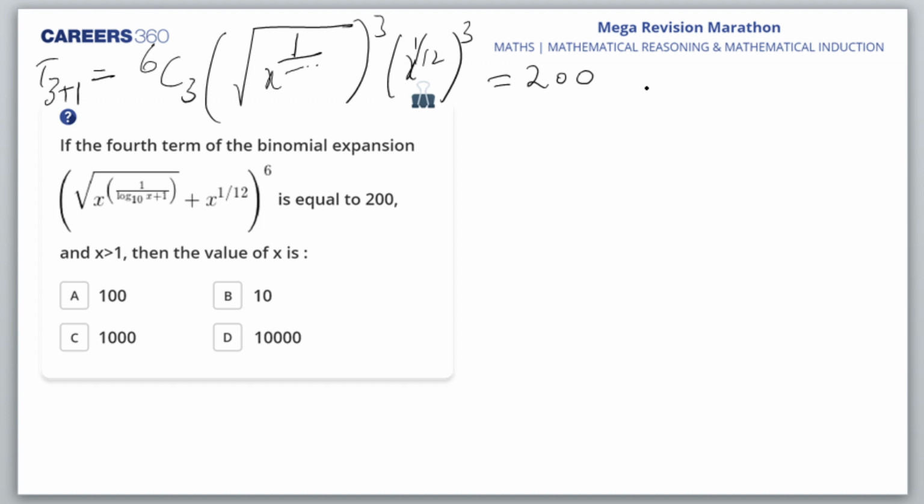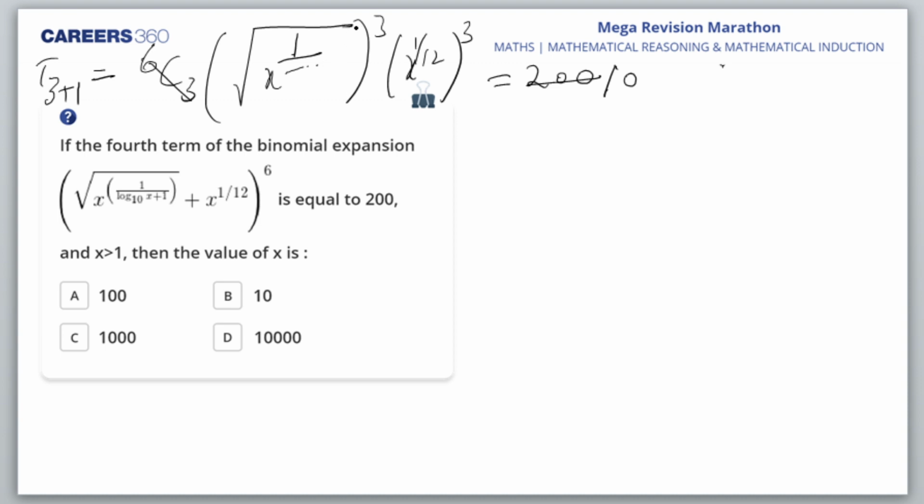So 6C3 and 200 would cancel. I think I'll get 10. 6C3 is what? 3 to the 6 would cancel with 6, and 5 for the 20. 10. Okay. 6C3 is what? Can somebody help me out? So I'll get 6C3 cancelled with it. I'll get 10. Am I right?